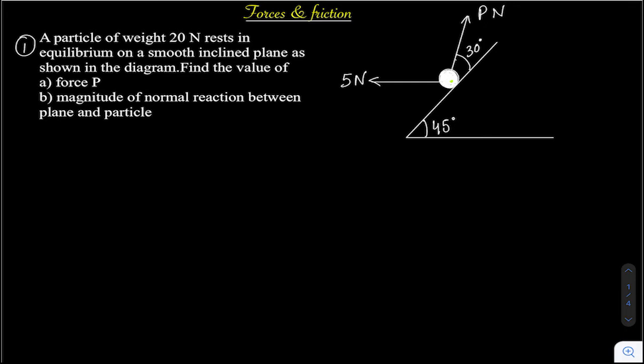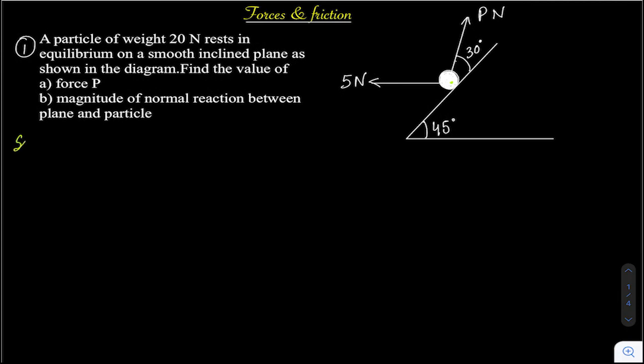A particle of weight 20 Newton rests in equilibrium on a smooth inclined plane as shown in the diagram. Find the value of force P, magnitude of normal reaction between plane and particle. Okay. So whenever a forces and friction question comes, the first thing that we do is, we draw a diagram of the forces acting on the particle.